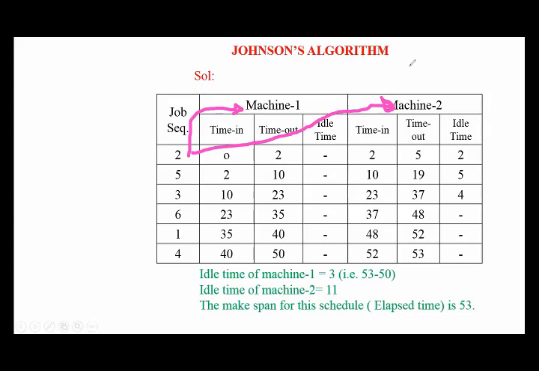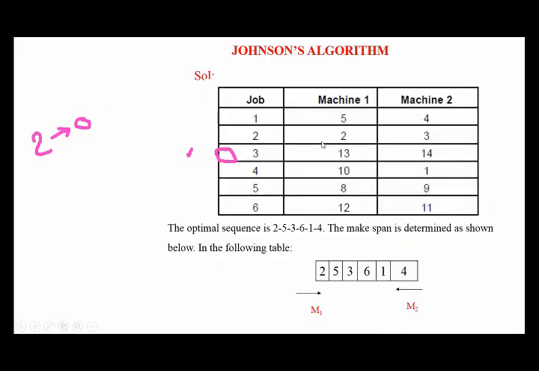Here I would like to calculate the time in, time out, and idle times of each job. First we choose the second job. The second job we started at the 0th hour. Whenever we start a job, we consider that as the 0th hour. So the second job we started at the 0th hour, and it requires 2 hours to process on machine 1. Here the 2 hours was mentioned in our problem itself. Here we can see job 2 requires 2 hours processing time on machine 1, and 3 hours processing time on machine 2.